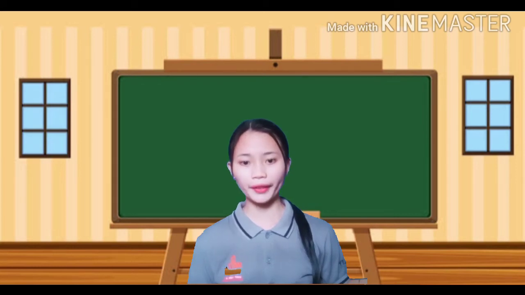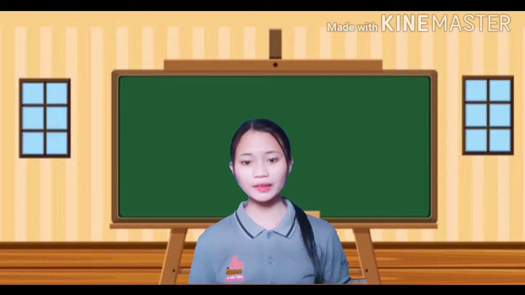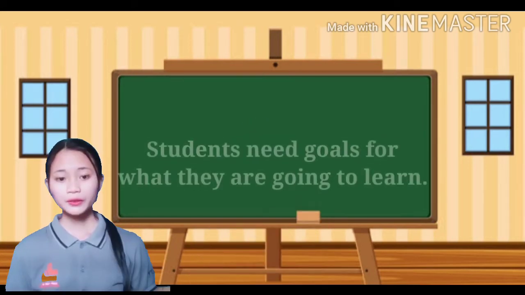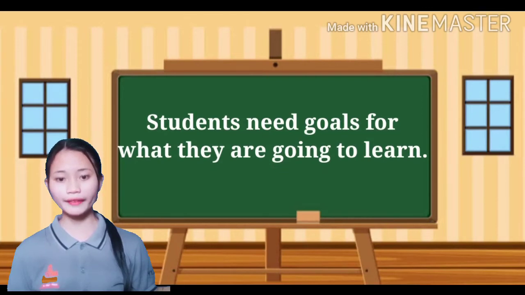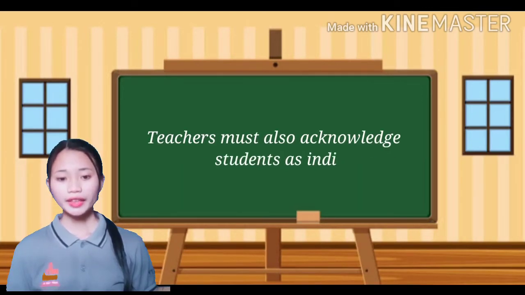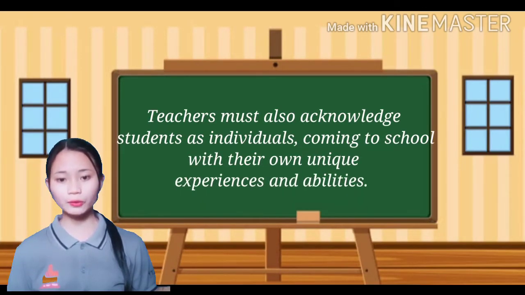Whilst it is important for teachers to be aware of the path they must teach, it is also important that this path is made clear to students. Students need goals for what they are going to learn. Teachers must also acknowledge students as individuals coming to school with their own unique experiences and abilities. Teachers need to ensure that the curriculum is accessible and relevant to students.